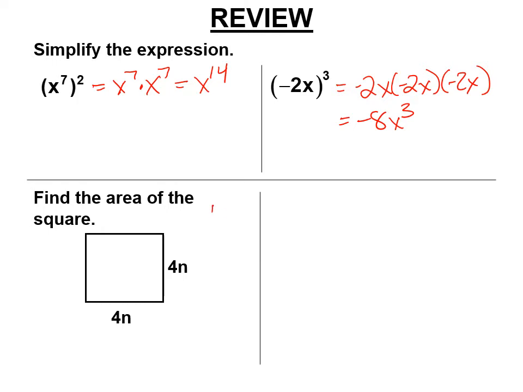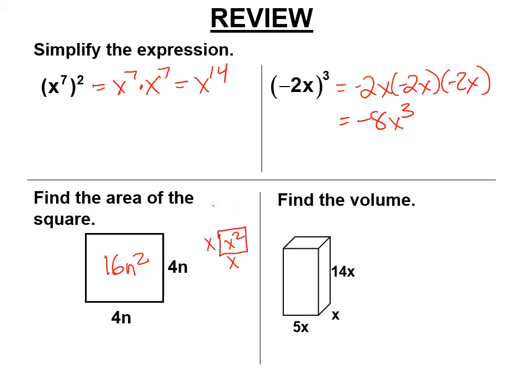To find an area, length times width. 4n times 4n, 16n squared, right? The area of that's supposed to be a square, right? We call x to the second power x squared from the area of a square.